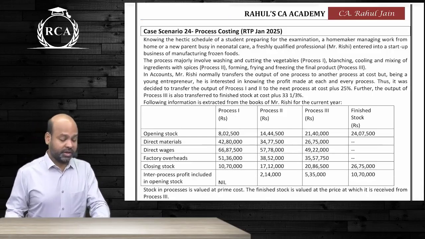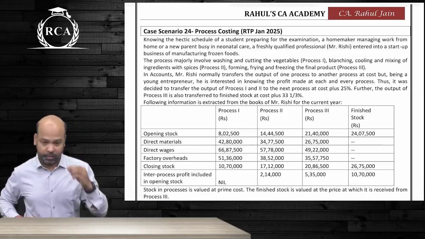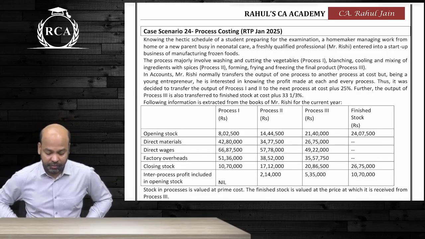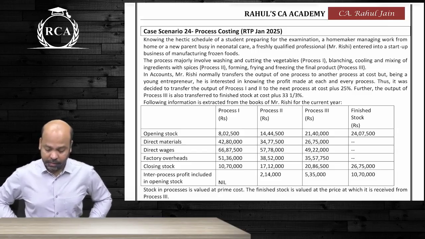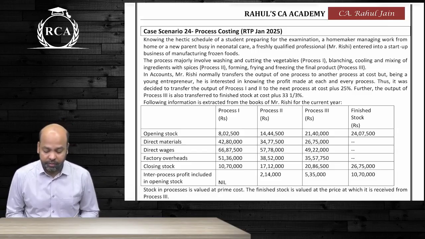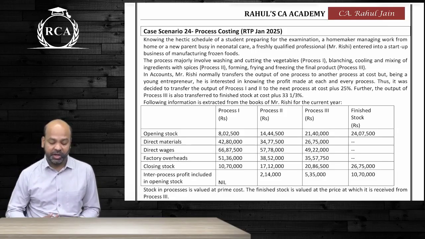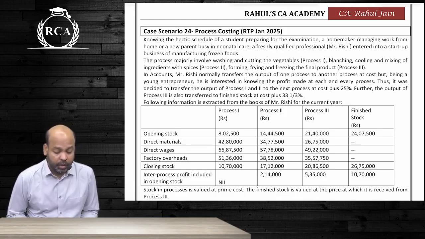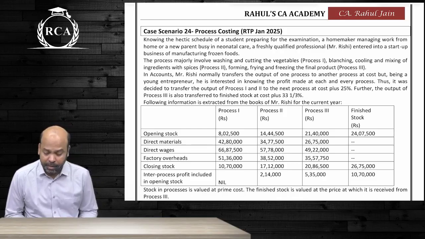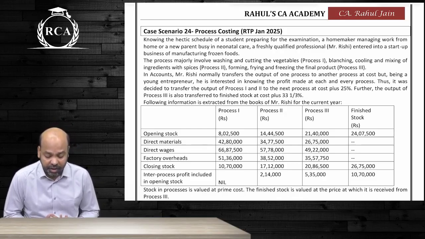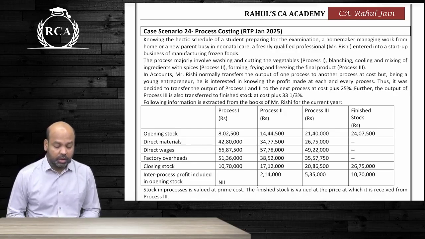Let's start, guys. Question number 24, beta, is based on inter-process profit. Knowing the hectic schedule of a student preparing for the examination, a homemaker managing work from home, or a new parent busy in neonatal care, a freshly qualified professional, Mr. Rishi, entered into a startup business of manufacturing frozen goods. The process majorly involves washing and cutting the vegetables, blanching, cooling, and mixing of ingredients with spices, forming, frying, and freezing the final product.